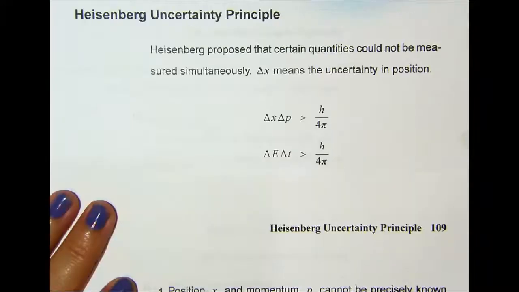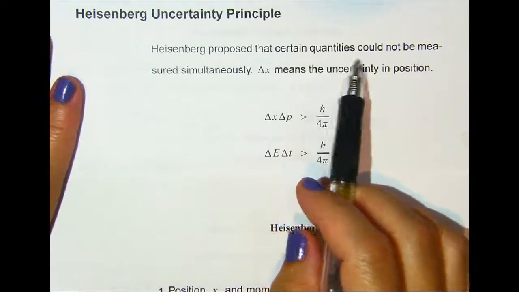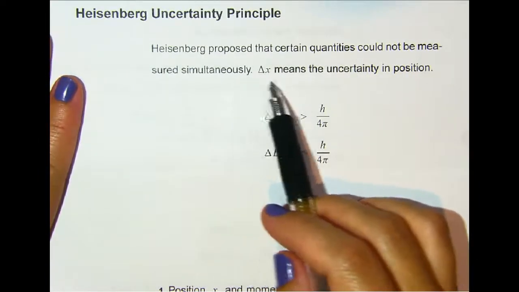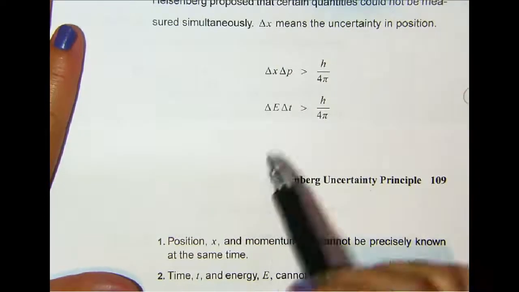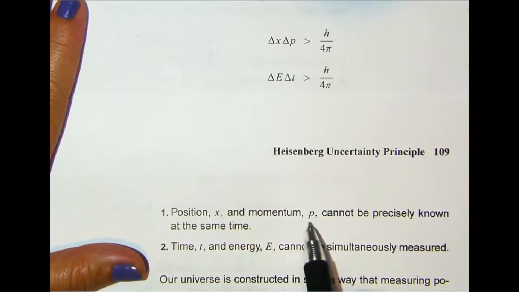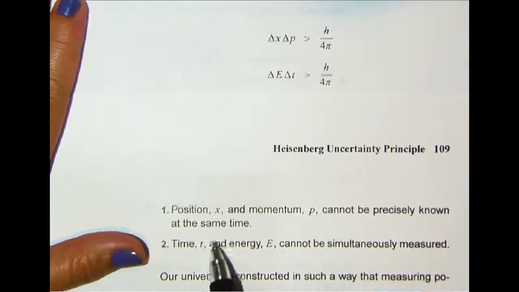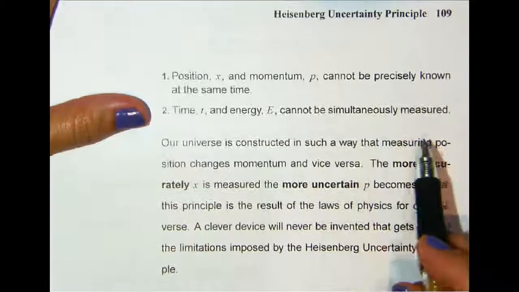Now let's look at the Heisenberg uncertainty principle. Heisenberg proposed that certain quantities could not be measured simultaneously. Delta x means the uncertainty in position, and position, denoted by x, and momentum, denoted by p, cannot be precisely known at the same time. Time and energy cannot be simultaneously measured.